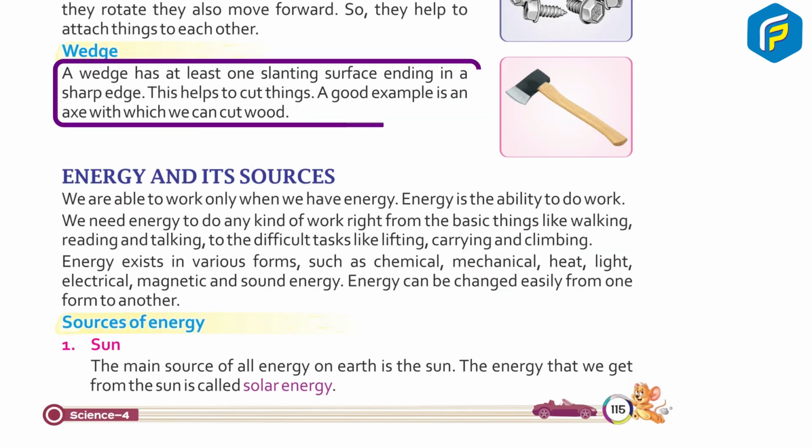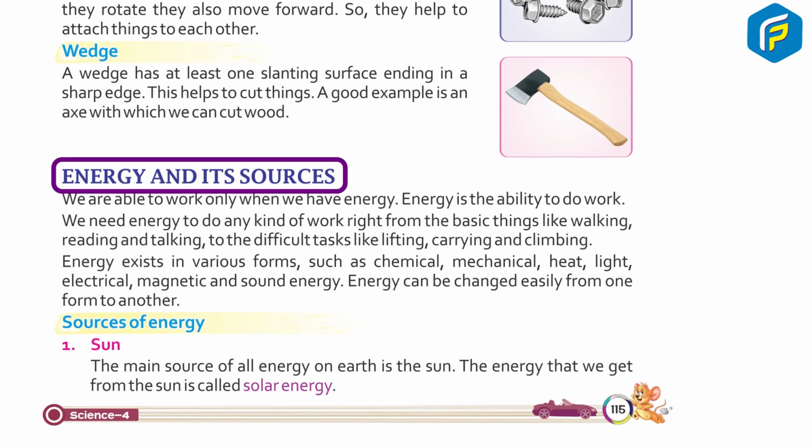Wedge. A wedge has at least one slanting surface ending in a sharp edge. This helps to cut things. A good example is an axe with which we can cut wood. Energy and its sources.